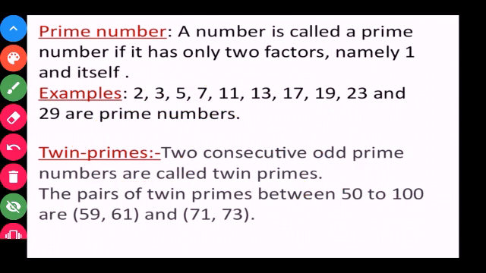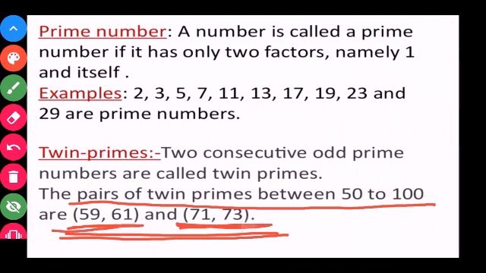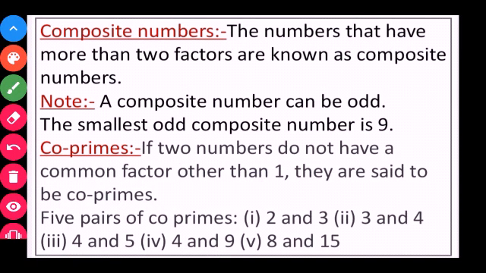The pairs of twin primes between 50 and 100: there are only two pairs between 50 and 100 which are twin primes. Which pairs? 59 and 61, and 71 and 73. These pairs are the pairs of twin primes between 50 and 100. You can find the pairs of twin primes between 1 and 50.